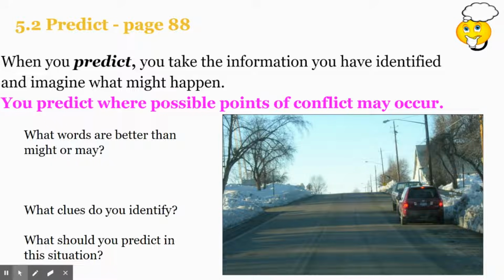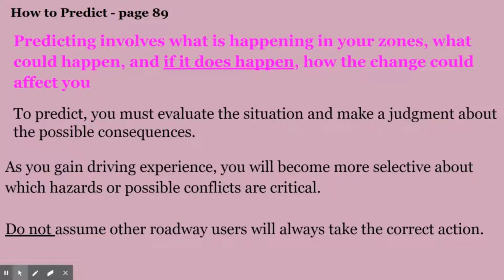Okay, so section 5.2 is about the predict step. When you predict, you take the information you have identified and imagine what might happen. You predict where possible points of conflict may occur. Predicting involves what is happening in your zones, what could happen, and if it does happen, how the change could affect you. To predict, you must evaluate the situation and make a judgment about the possible consequences. As you gain driving experience, you will become more selective about which hazards or possible conflicts are critical. Do not assume other roadway users will always take the correct action.